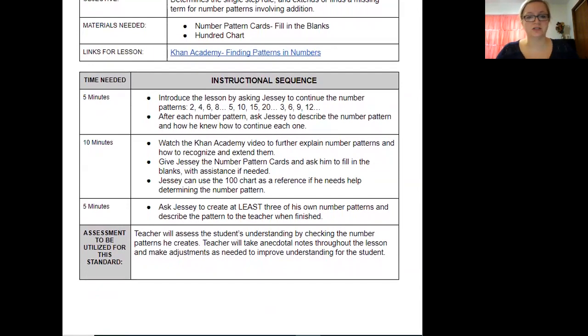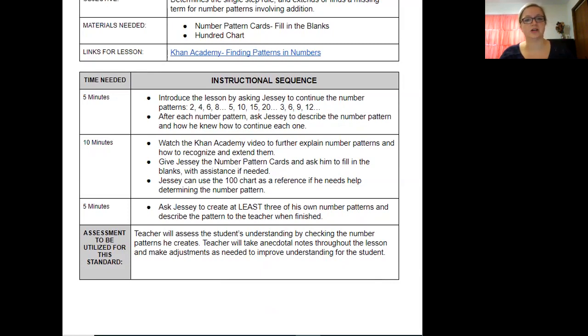So during the instructional sequence at the beginning, I would need about 5 minutes. I would introduce the lesson by asking Jesse to continue the number patterns such as 2, 4, 6, 8; 5, 10, 15, 20; 3, 6, 9, 12. Those are kind of kindergarten, first grade level skills, patterns that he should be able to extend pretty easily. Then I would, after each number pattern, ask Jesse to describe the number pattern and how he knew how to continue each one. That gives me an understanding of what his base knowledge is. And since we're working towards those second grade skills, I want to start him with those kindergarten, first grade skills.